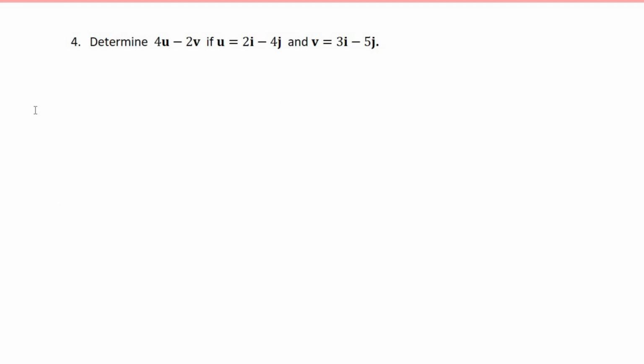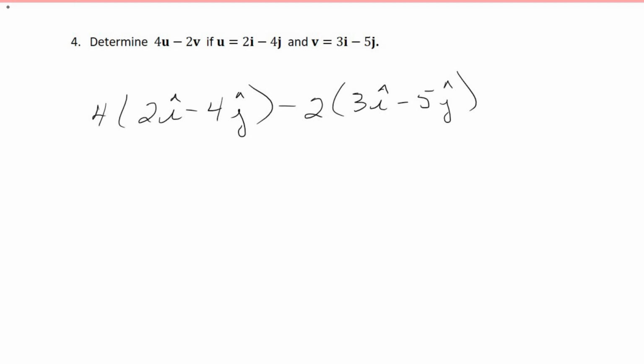In example 4, I can use either method to solve this. I am going to treat these like polynomials. So I'm going to distribute the 4 and distribute the negative 2. And then combine my like terms.